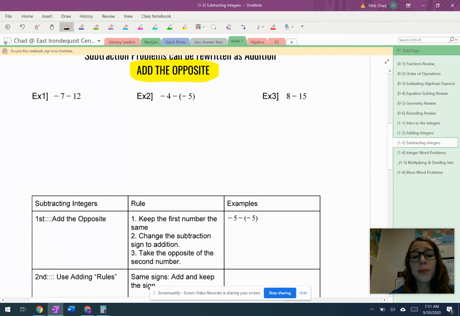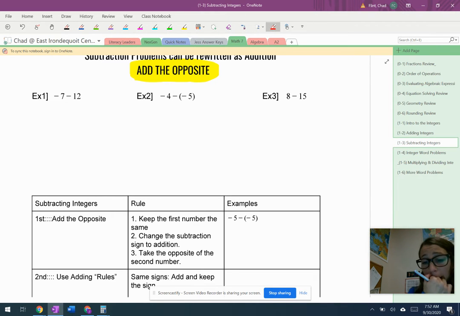And that first step says to keep the first number the same, right down here in this little rules box. Keep that first number the same. Change the subtraction sign to addition, and take the opposite of the second number. Three little things that can help you out there. So looking at our first example, we are keeping the first number the same. So -7 is staying as -7.